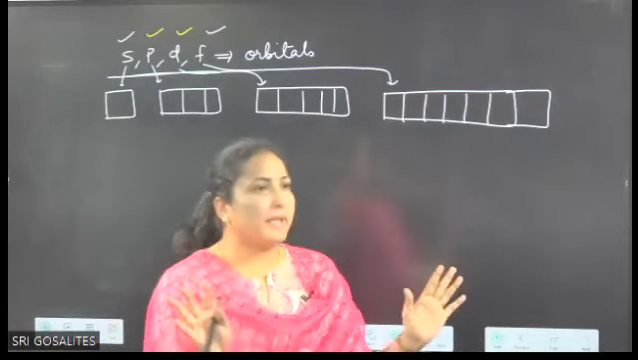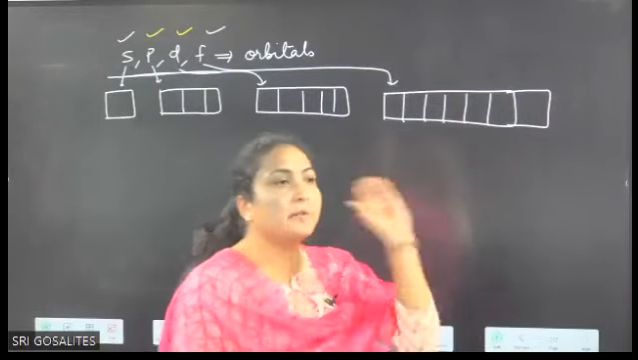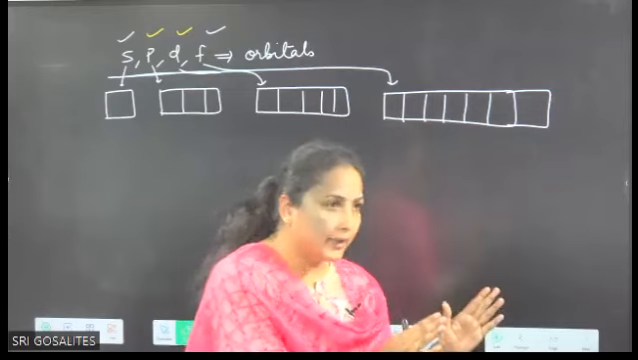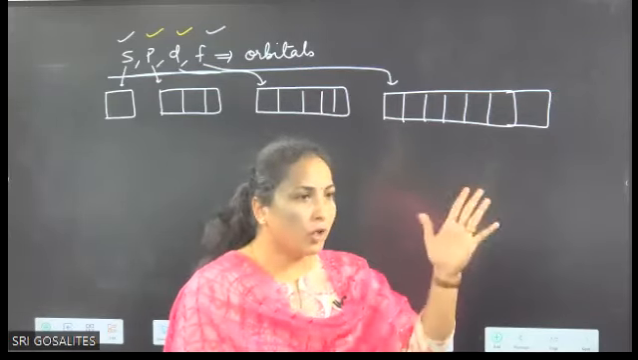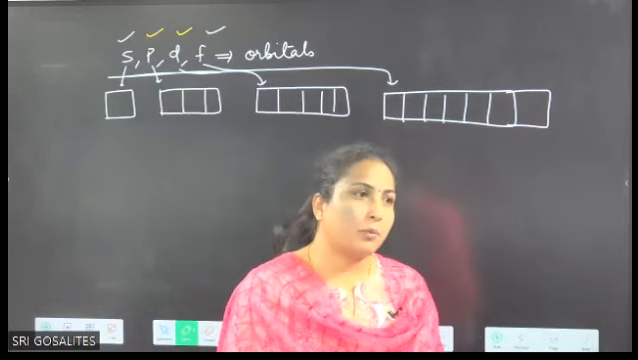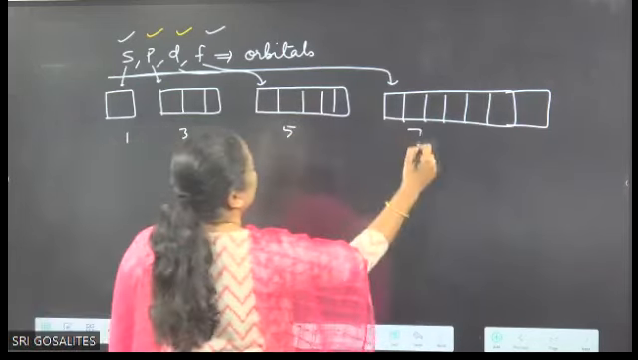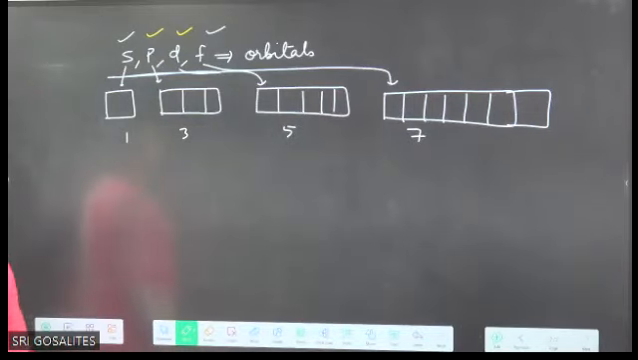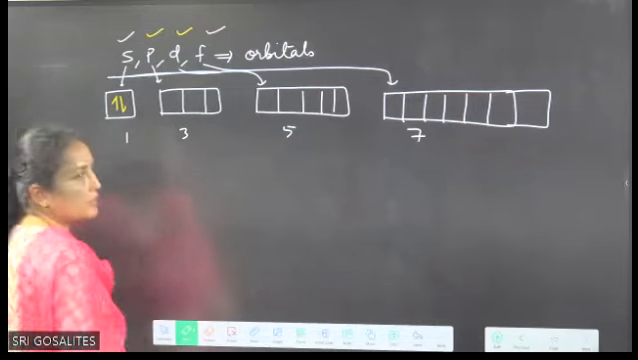I'm just telling you the very basics of it. S we represent by one box for writing the electronic configuration, P 3 boxes altogether, D 5 boxes altogether, and F 7 boxes. You're able to see 1, 3, 5, 7, all the odd numbers. Now, in one box, you will be able to put 2 electrons.